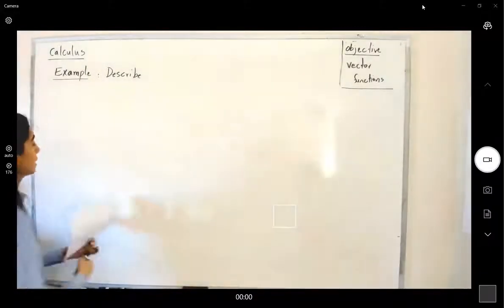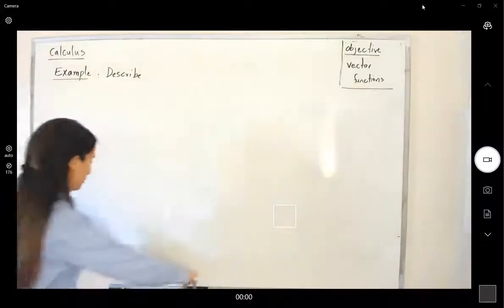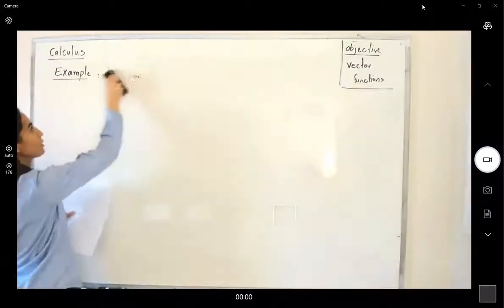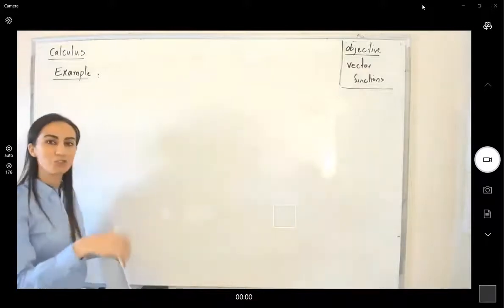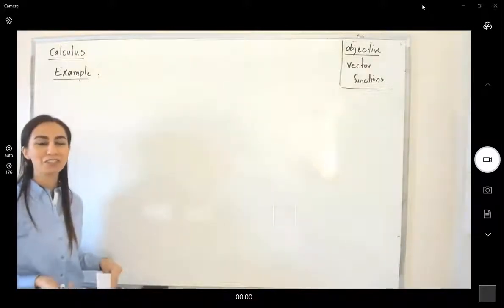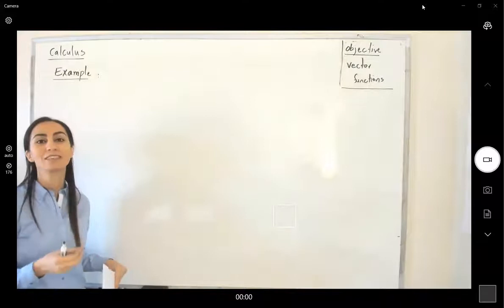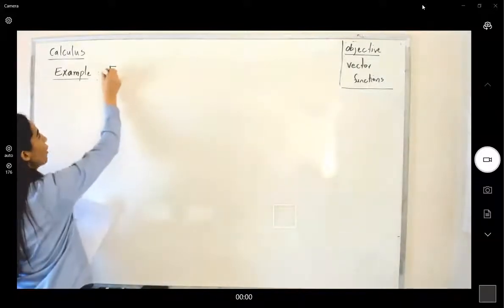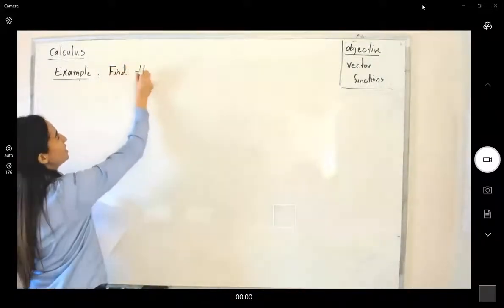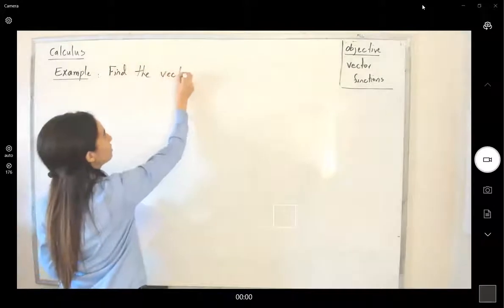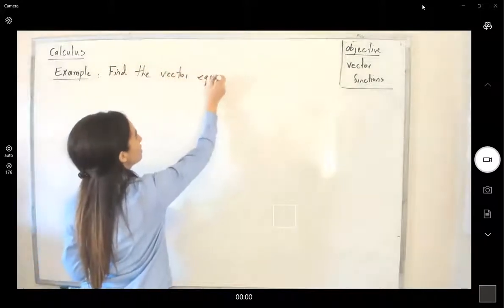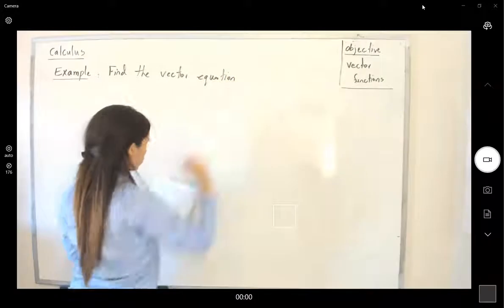So this example says, find a vector equation. So far we describe the vector function. Now we're going to write the vector equation.